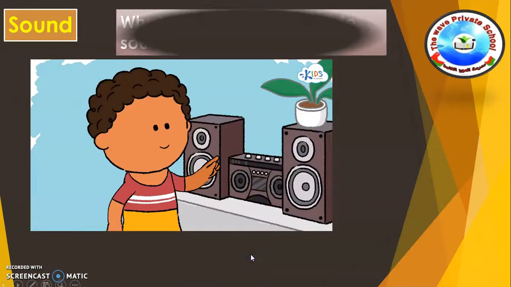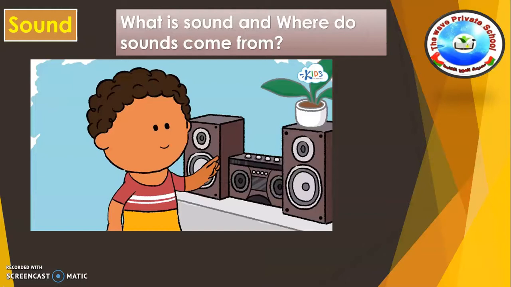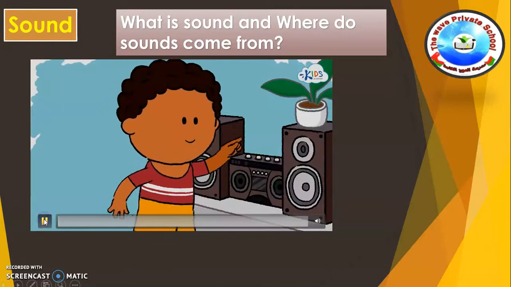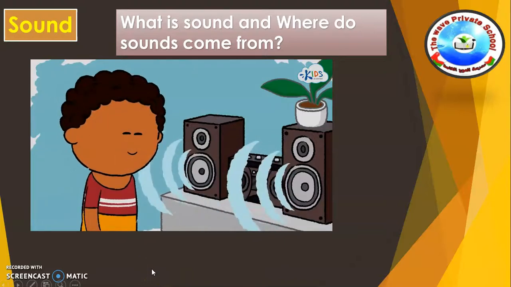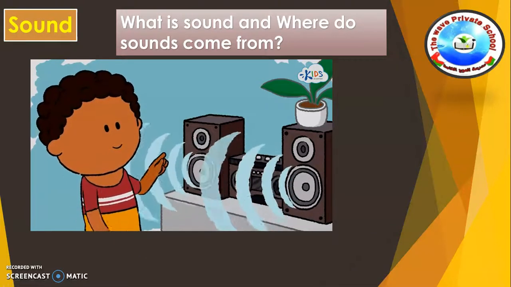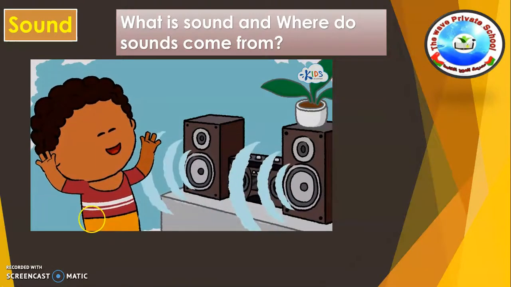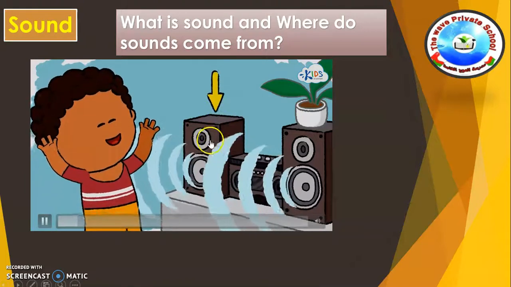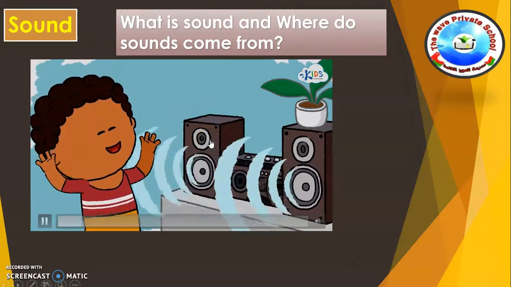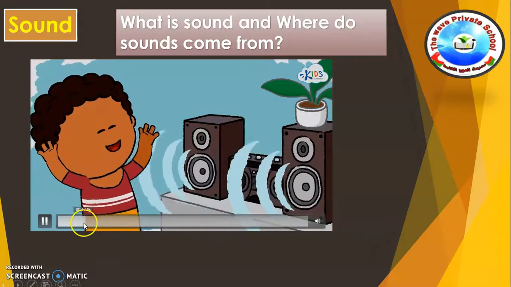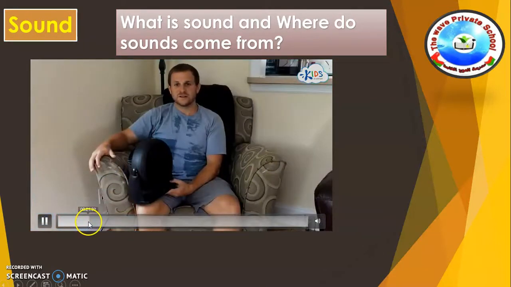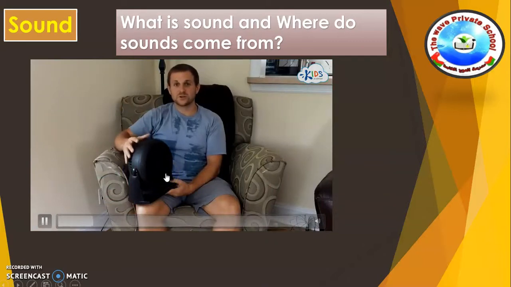So this time, the next question that we need to find the answer to is, what is sound and where do sounds come from? Understand carefully what is going on here. They come from sound sources. A sound source is anything that makes sound. Sound is a type of energy. Therefore, anything that makes sound is also using energy. If it's not using energy, it's not making sound.